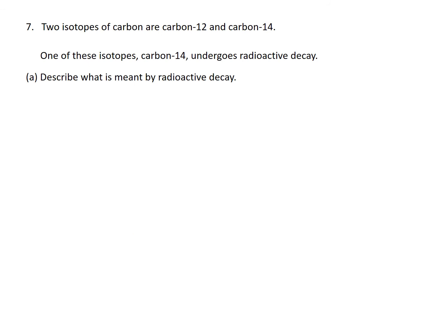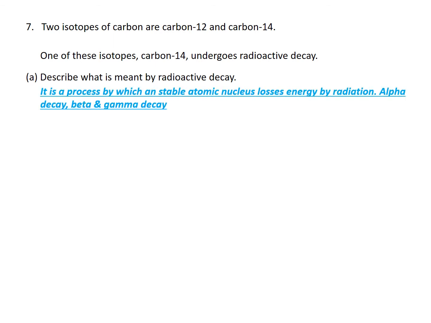Question 7. Two isotopes of carbon are carbon 12 and carbon 14. One of these isotopes, carbon 14, undergoes radioactive decay. Part A. Describe what is meant by radioactive decay. Answer: it is a process by which an unstable atom nucleus loses energy by radiation. Alpha, beta, and gamma decay are a few examples.